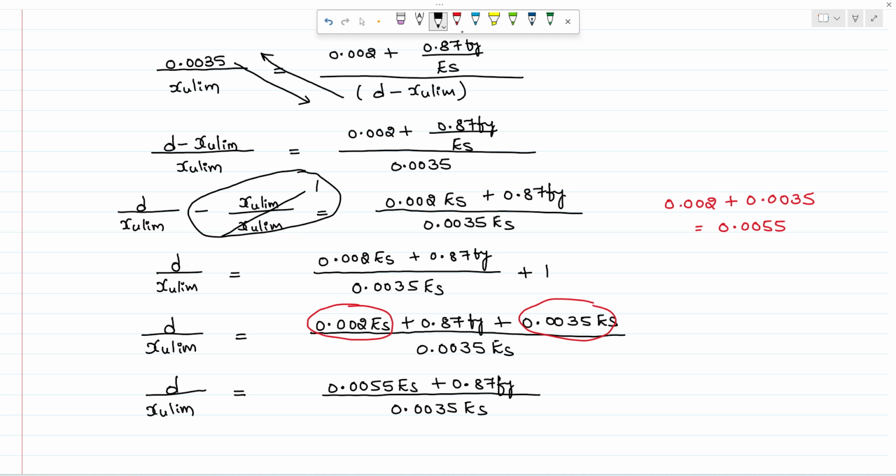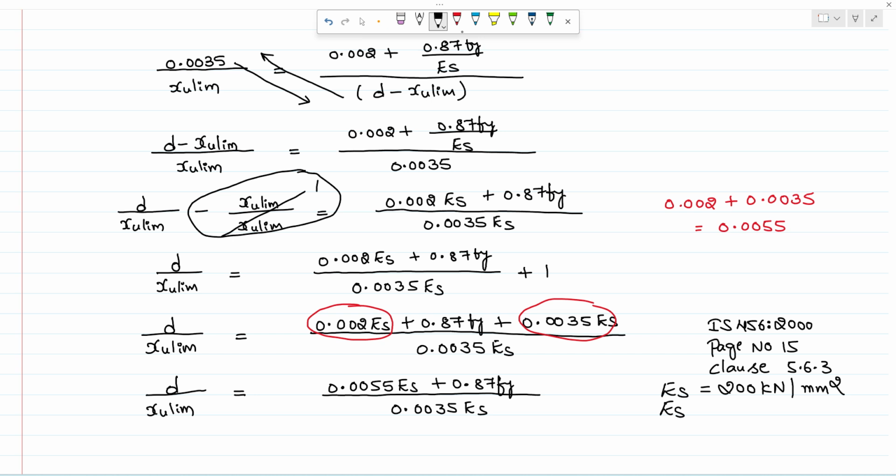So if you refer IS 456 2000, page number 15, so that is clause 5.6.3, you have a ES value, that is Young's modulus of steel. It has to be taken as 200 kilonewton per millimeter square.